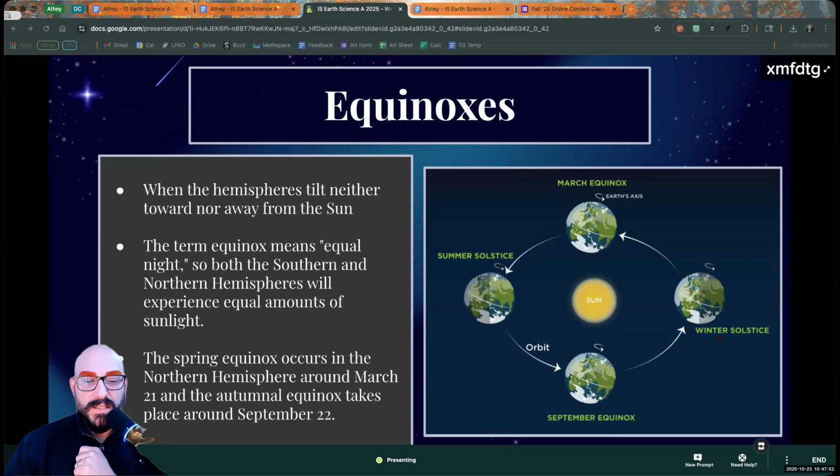And again, right here, it says winter solstice on the right. Well, that's winter solstice for the northern hemisphere. It's summer solstice for the southern hemisphere. Right. So think about it.